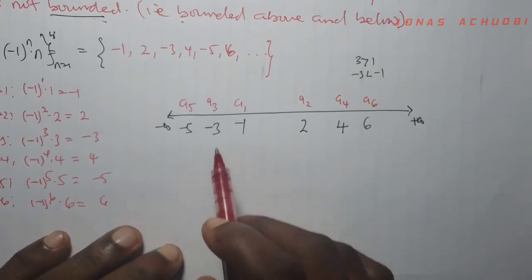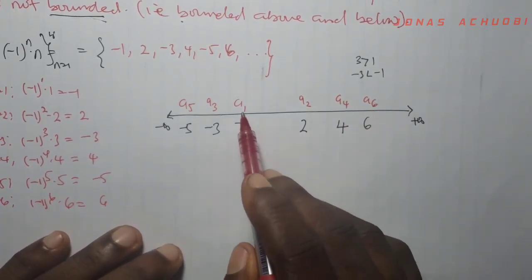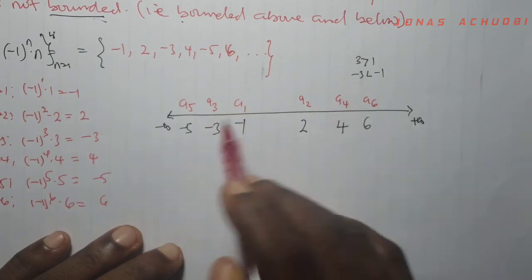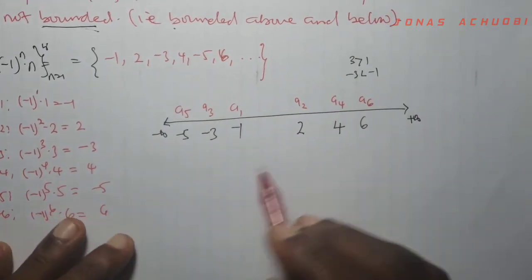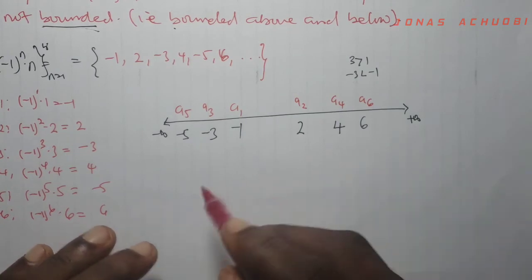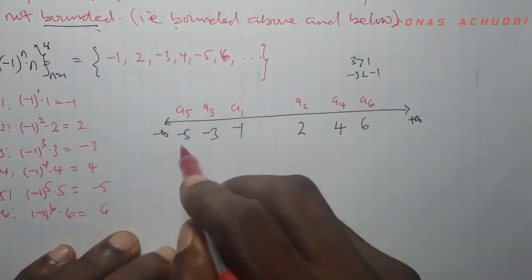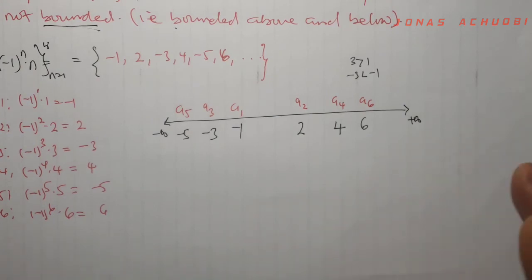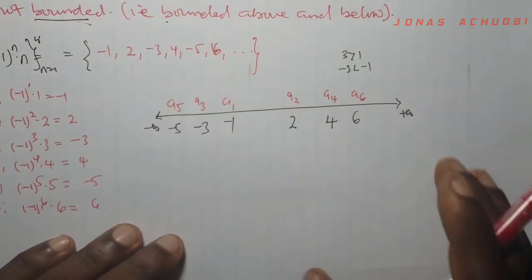A6. I see this sequence is jumping. First term is here, second term jumps over, third term jumps this other way, fourth term jumps over. So we call this an alternating sequence. The figures are alternating. Minus, plus keeps jumping from one place to the other. So even at that, we can still discuss the issue of boundedness here.